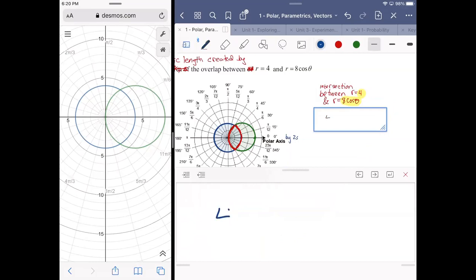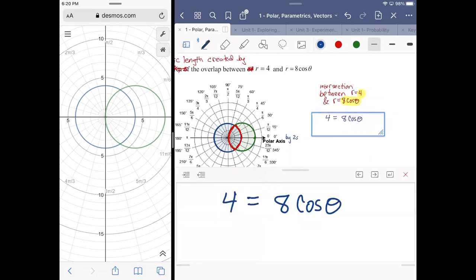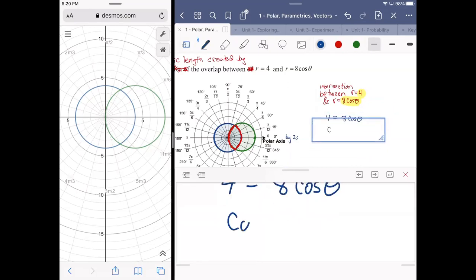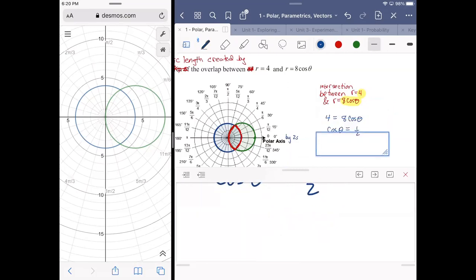So 4 equals 8 cosine theta. Divide out the 8, and cosine of theta is going to be equal to 1/2. If you know your unit circle, we know that's talking about pi over 3. It wouldn't be 2 pi over 3, because for cosine that's negative, since it's in the second quadrant. Same idea with 4 pi over 3. So then we'd be looking at 5 pi over 3.